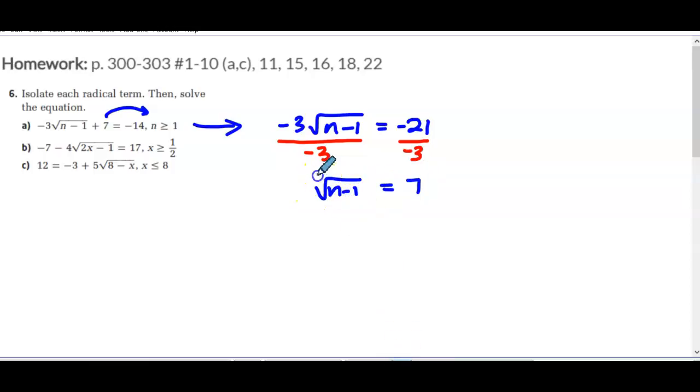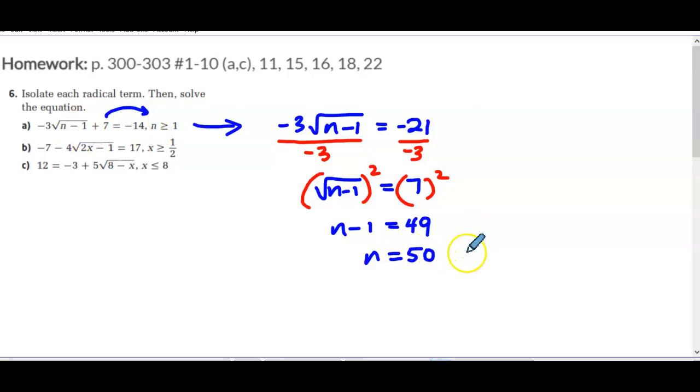And then you square both sides. You're trying to get n by itself, right? So opposite of square rooting is squaring. And then bring the 1 over, so n equals 50. If you take a look at the original, this actual question gave you the restrictions on n to start. So for sure, n has to be greater than or equal to 1.